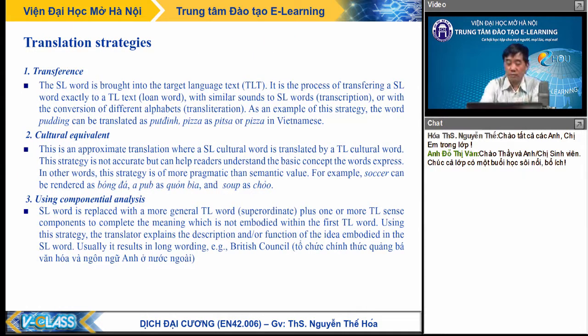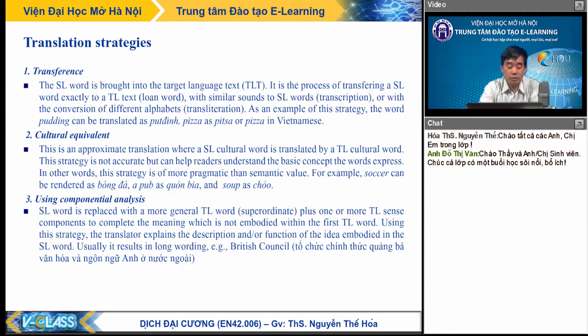And now we move on to the next case, called translation strategy. That is called transference. So what is transference? The source language word is brought into the target language. It is the process of transferring a source language word exactly to the target language text. In this case, it is called a loan word.